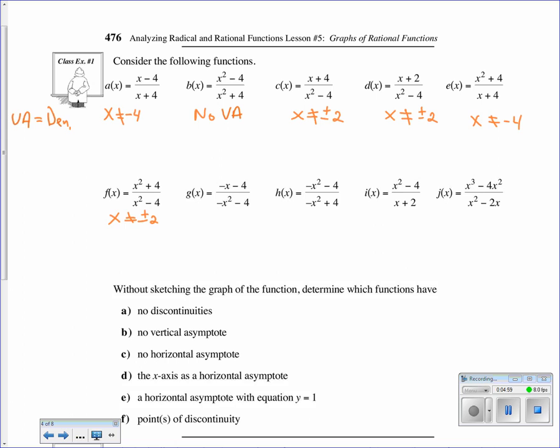Here I've got negative x squared. What does that actually mean? It means the negative is outside the bracket, x squared minus 4. Set that equal to 0. Negative x squared equals 4. X squared equals negative 4, which will never happen.